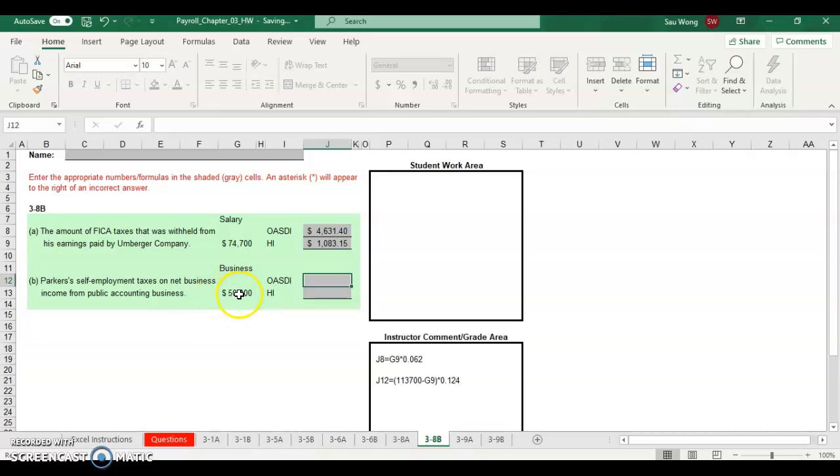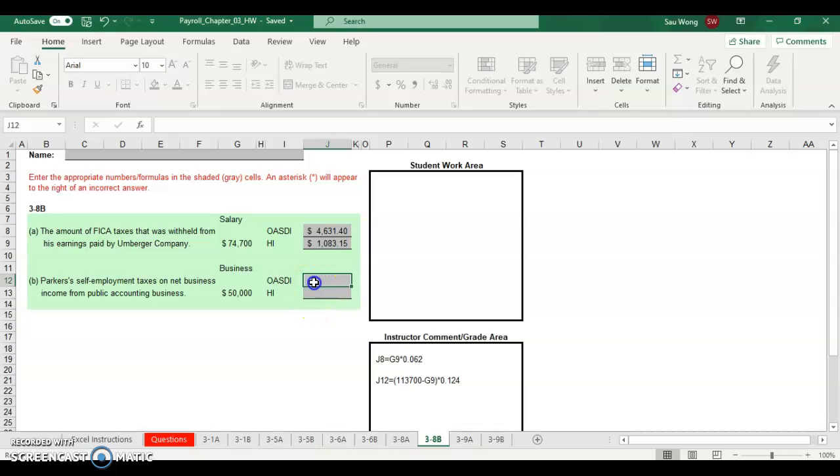So he gets his net business income. His net income was 38,900. So on the OASDI, we need to compare the salary that he got with the cap. Okay, so J12 equal to the cap minus the G9, which is the salary 74,700, times the 12.4%. Why is this 12.4%? Because he is the employee and his own employer too, so he has to pay 12.4%, not 6.2% anymore for the business net income.